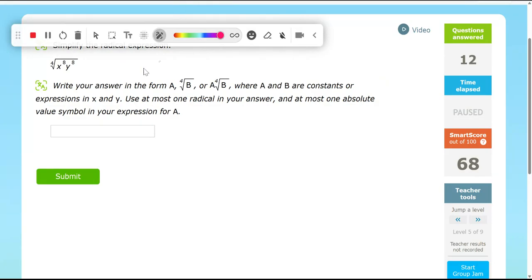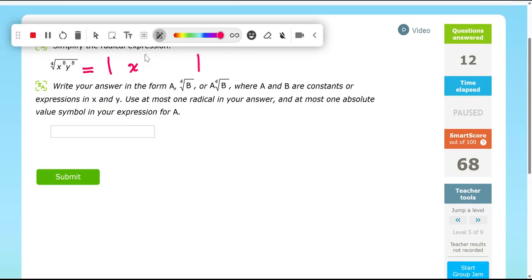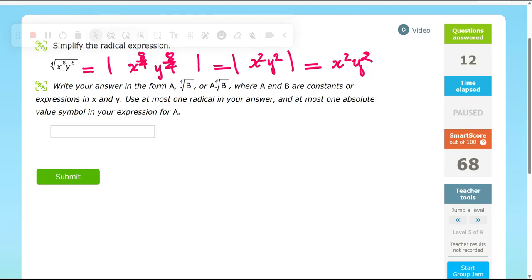So now this is fourth root. The answer has to be in absolute value sign. So now divide by 4. A divided by 4, A divided by 4. Okay, so absolute value of x squared and y squared. Both x squared and y squared are always positive, so you can leave it outside. Okay, so here we go. x squared, and then y squared. Voila.